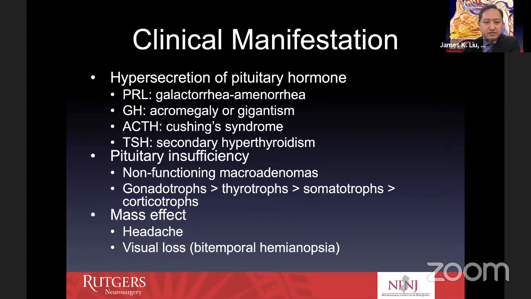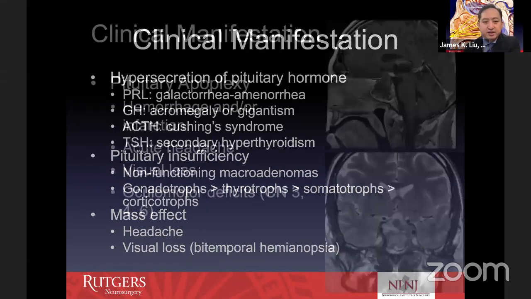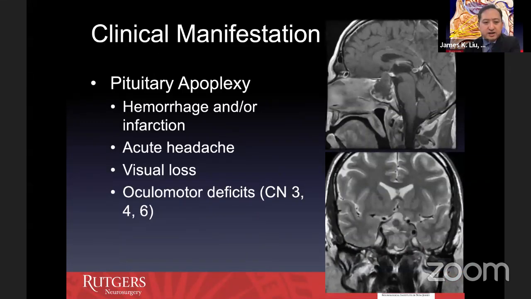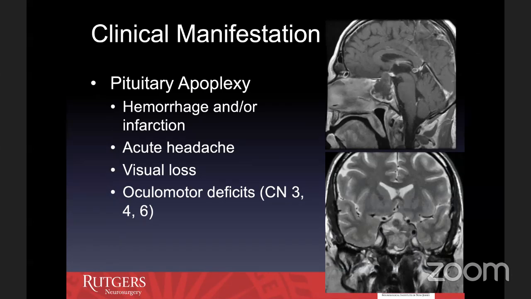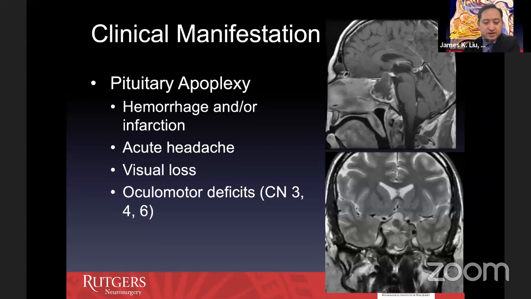How do they present? Well, they can present when they hypersecrete a hormone, such as prolactin, growth hormone or ACTH, or they can present with pituitary insufficiency. And of course, when they get large enough, they can cause mass effect on the visual apparatus causing bitemporal hemianopsia. And on some occasions, they can have spontaneous hemorrhage or infarction where the patient presents with an acute headache, typically associated with visual loss and double vision with oculomotor deficits. And this is pituitary tumor apoplexy.